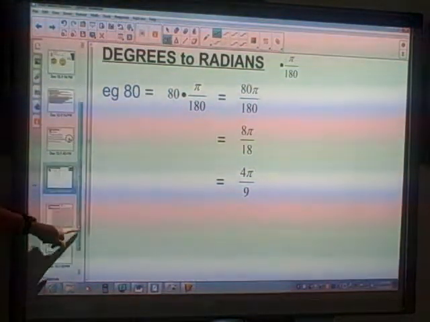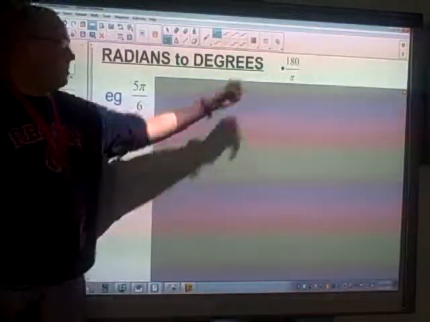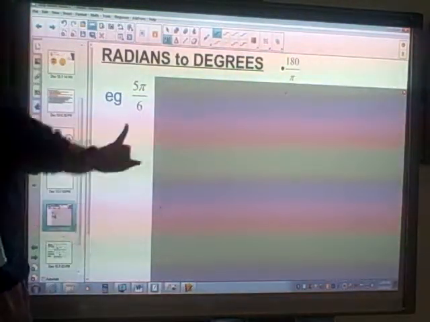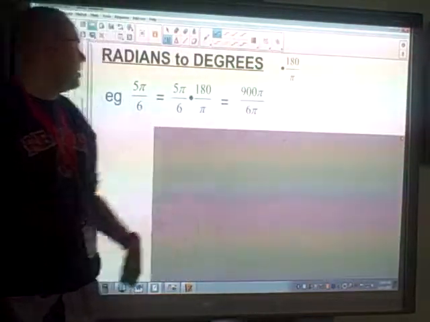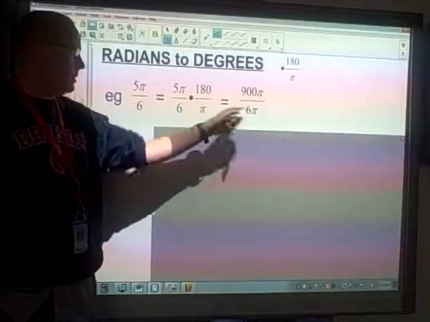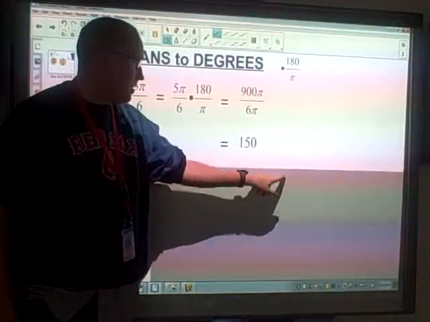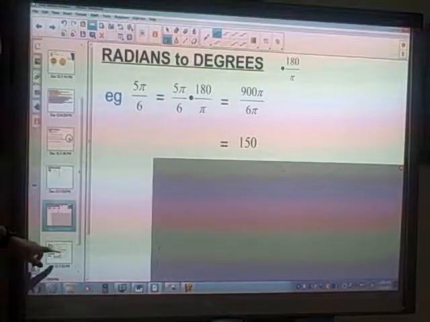We can also do these questions in reverse. We can go from radians to degrees, and we're just going to do the opposite. So instead of times by pi over 180, we divide by pi over 180, or times by the reciprocal, which is 180 over pi. Simplify, simplify. The pi's will cancel, and we just have 900 over 600, which is 150 degrees. So it's very easy to change between those two forms.